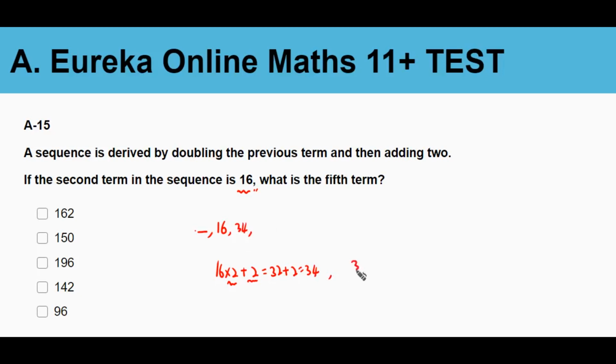What about the fourth term? Let's follow the sequence rule. 34 times 2 plus 2. Yes, 68 plus 2, which is 70. So the fourth term is 70. What about the fifth term? 70 times 2 plus 2. 70 times 2 is 140, plus 2, 142. Yes, the answer is the first one.